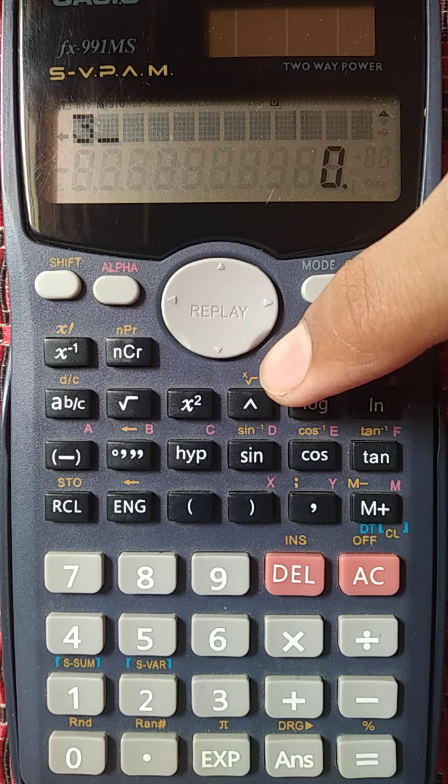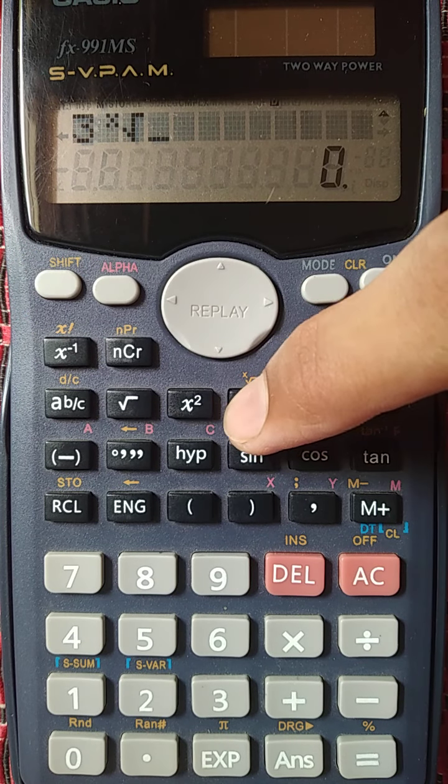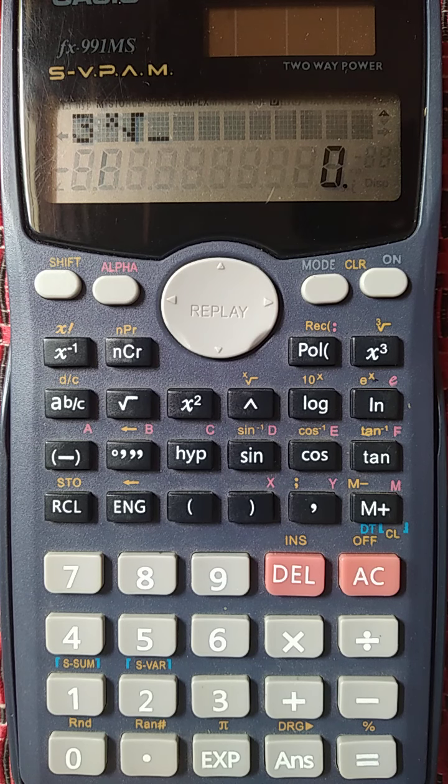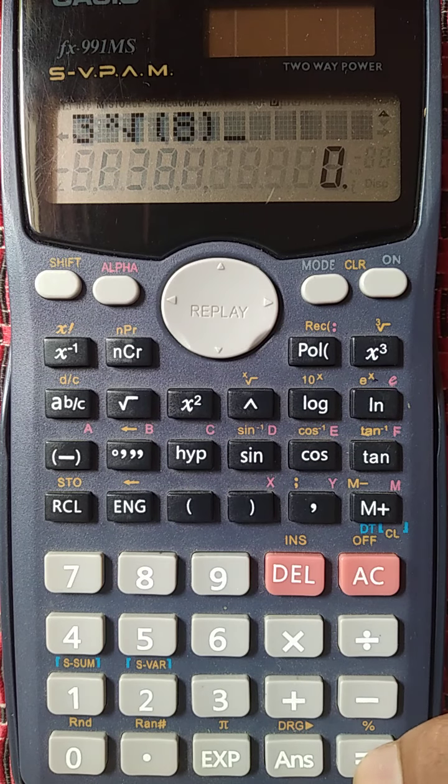Now activating this function, since it is in yellow text, again pressing shift, then this key, there we go, I got 3 and root. Now I will write 8 inside the parenthesis, then press equal. There we go, again I got the answer 2. So this was the second way which we can use for finding the cube roots or any custom root.